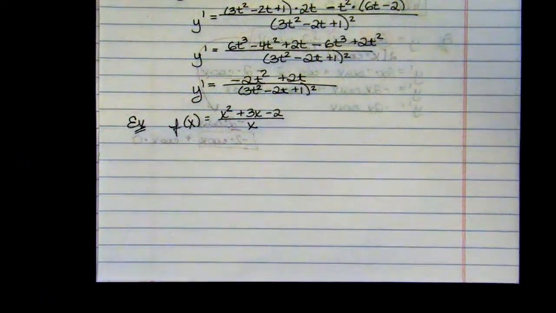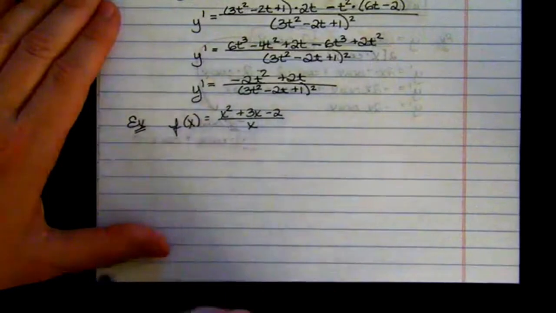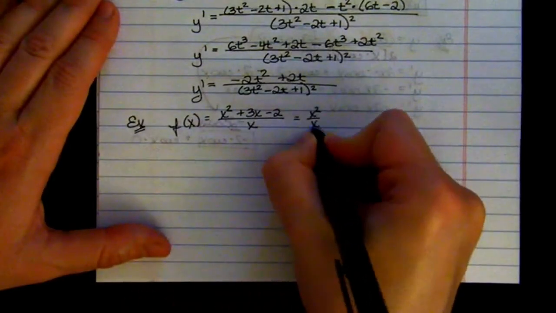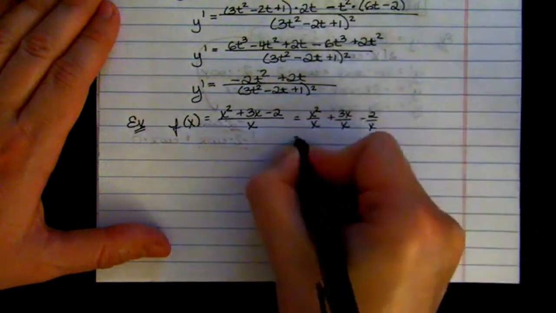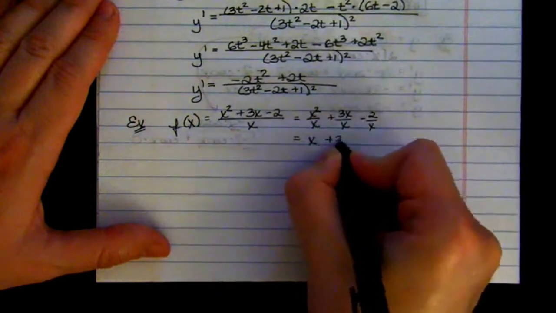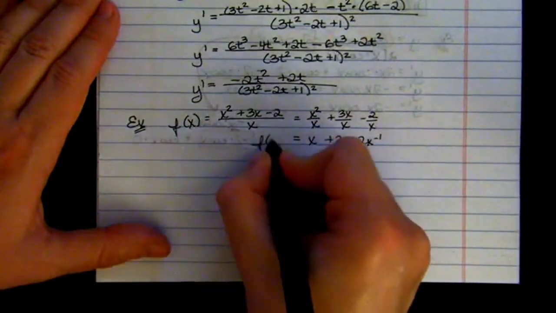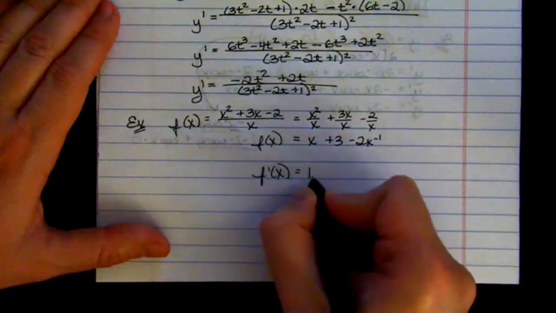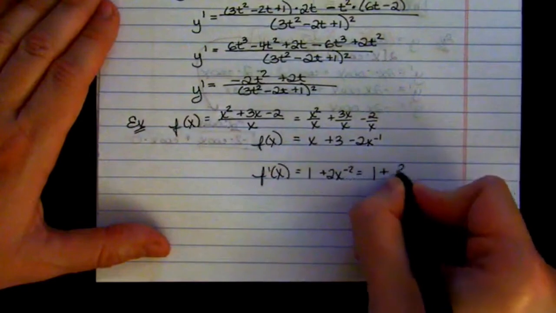I'm hoping that you're realizing that just because we know some new rules, the stuff we learned about earlier still applies. I could have given you this problem back in section 2.2. I'm going to separate my fraction. I'm going to say my original function is x plus 3 minus 2x to the negative 1. Then I don't have to use the quotient rule if I'm going to find the derivative. I can just get f prime of x equals 1 plus 2x to the negative 2, or 1 plus 2 over x squared.